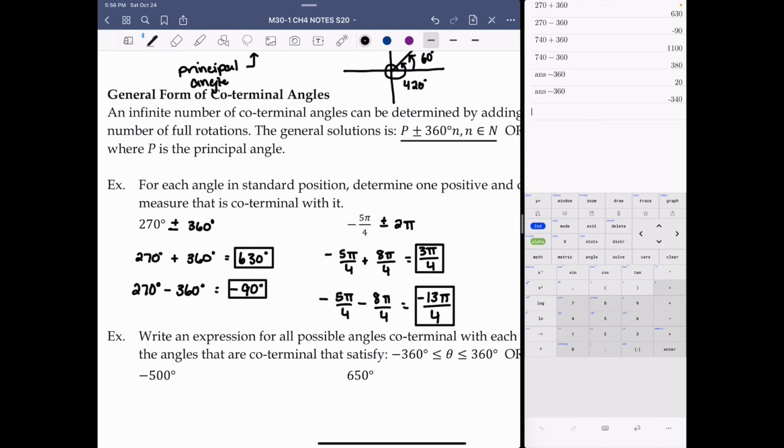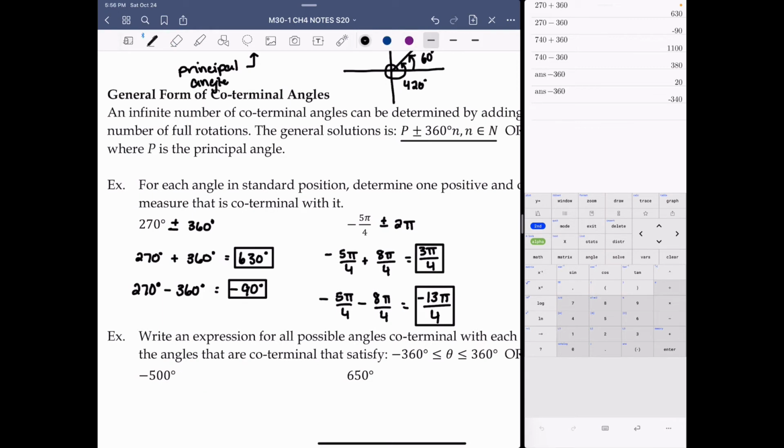Then the first thing we would need to do is determine the principal angle. Remember, the principal angle is the smallest positive angle, and it's going to be for degrees greater than or equal to 0, less than or equal to 360. So negative 500 is not the principal angle. Let's add 360 degrees.